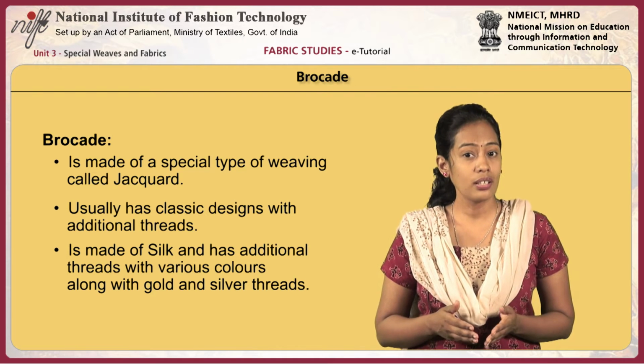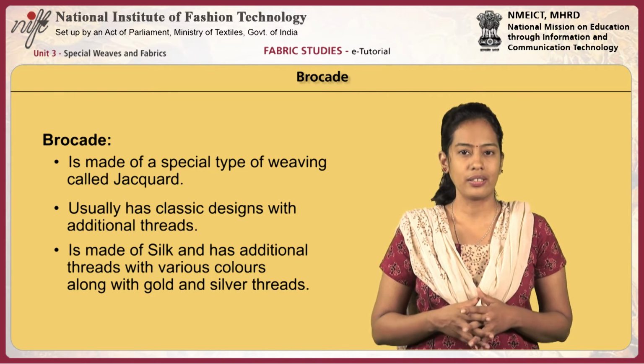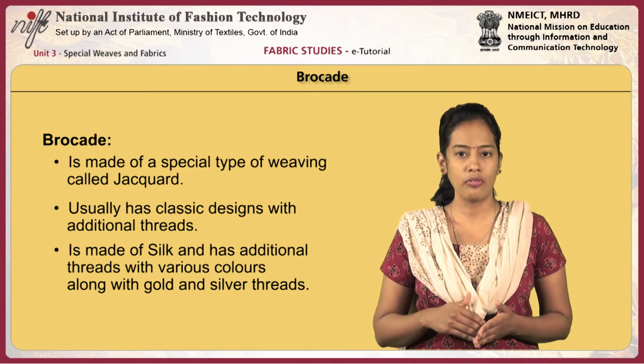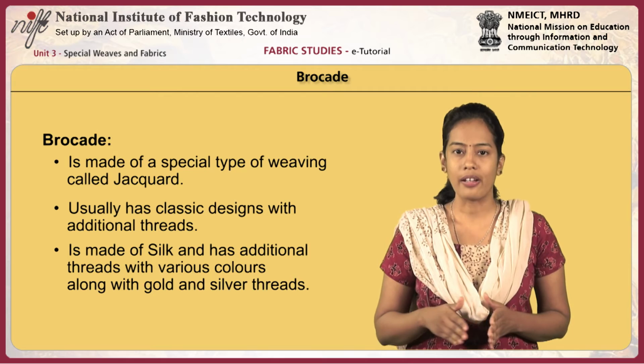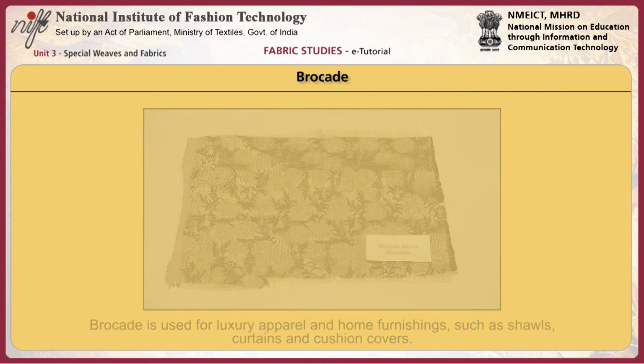It is made of silk and has additional threads with various colors along with gold and silver threads. The extra yarns make satin or twill floats on any weave background. Brocade is widely used for luxury apparel and home furnishings such as shawls, curtains and cushion covers. Some brocade fabrics are also embellished with sequins or semi-precious stones.